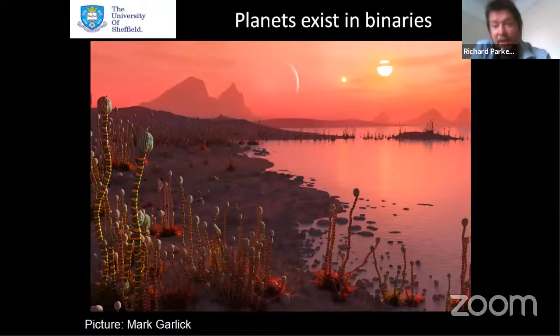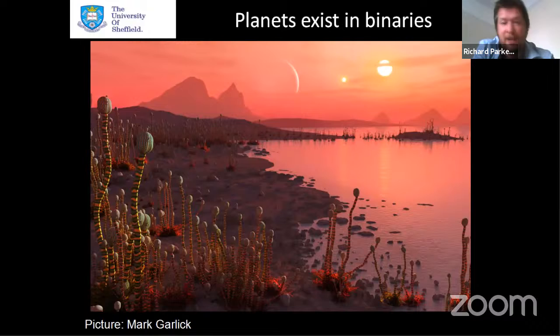Nevertheless, we know that planets exist in binaries, and I couldn't help but show this gratuitous image of a view from a planet in a binary system with two suns in the sky. This was done as part of a press release for a paper that we had out a few years ago, but it's a big favorite of mine, so I can't resist the excuse to show it. But the point is that we know that planets form in binaries, so what could the effects be on planets that form in binaries? And can we relate this to what's happening in star-forming regions?